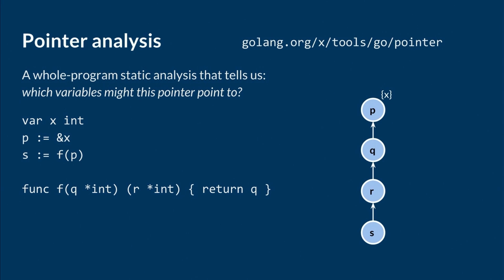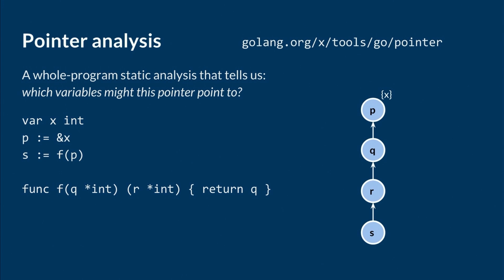So in this little program, we have 4 pointers. We have p, we have q, which is the parameter to the function, we have r, which is the result of the function, and we have s, which is the result back in the caller. We also have 3 assignments. We have the argument passing, we have the return statement, and we have the result passing. So this creates the little graph you see here.